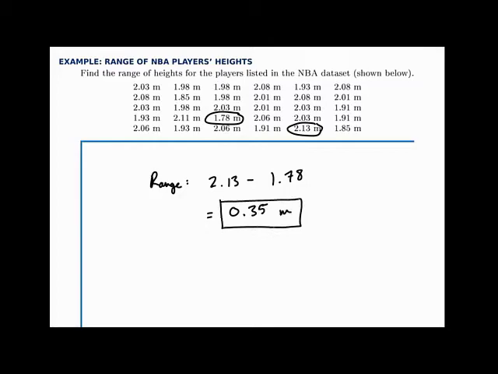That's a really simple way of measuring how spread out the data is. If the range is larger, it's more spread out. If the range is smaller, it's more tightly clustered together. So 0.35, when compared to the values in this data set, is a fairly small range. So they're fairly tightly clustered together. All of these players are relatively tall.